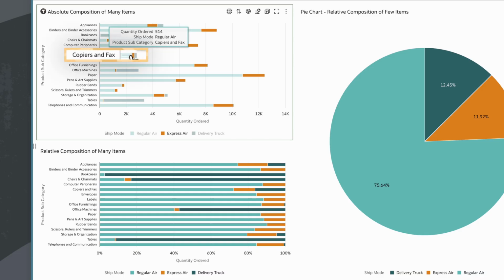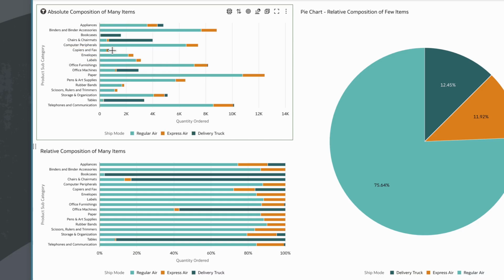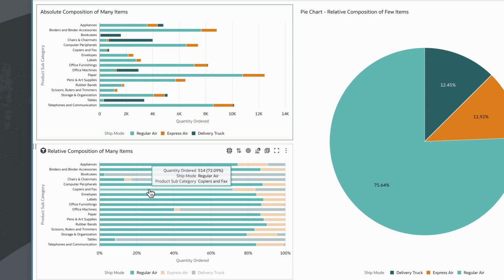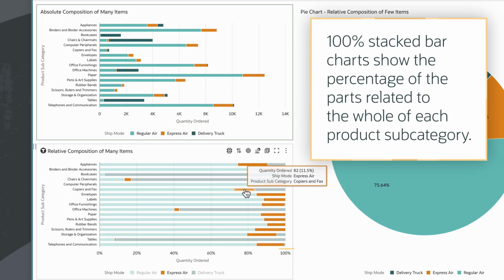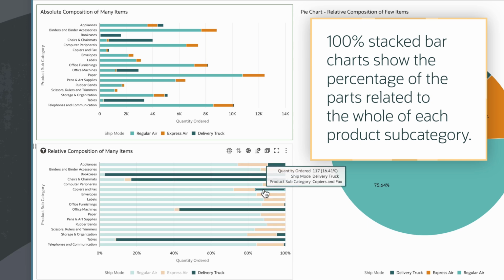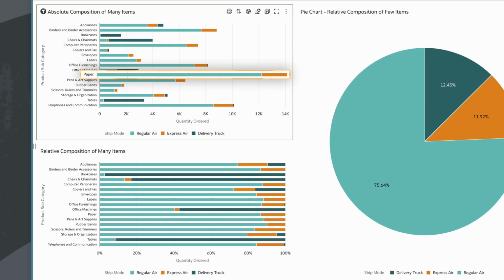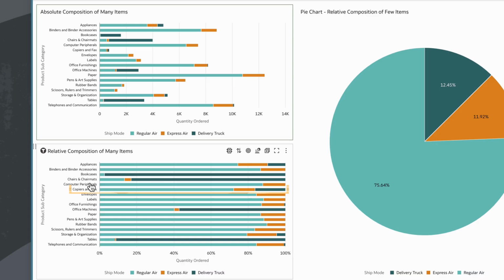Sometimes small categories are hard to read in a stacked bar chart. When that happens, I'll use a 100% stacked bar chart, which shows the proportional composition or the percentage of the parts related to the whole of each product subcategory. The 100% stacked bars help me understand the relative composition of these categories, but not the absolute size of these parts. So while I cannot tell that paper has the most quantity ordered in a 100% stacked bar chart, I can easily see the smaller relative categories across the product subcategories.